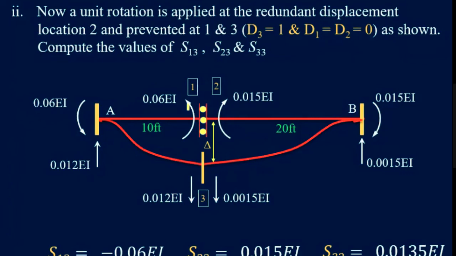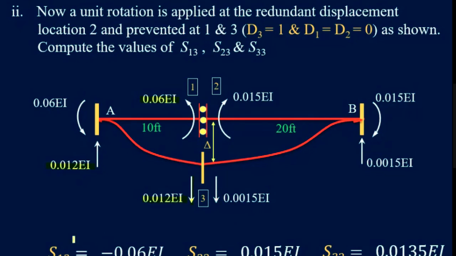6 times EI divided by L square. This is 6 EI divided by L square. And the corresponding reactions will be equal to 12 EI divided by L cube. Okay, and 12 EI times this unit translation. As this translation is equal to 1, you get these values to be equal to 12 EI over L cube and 6 EI over L square.